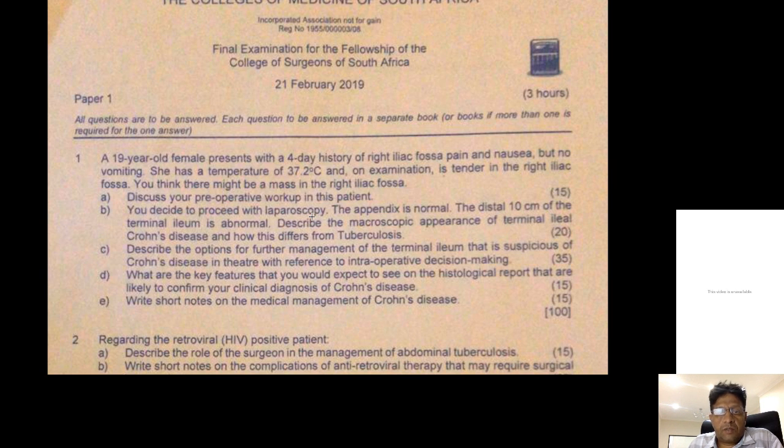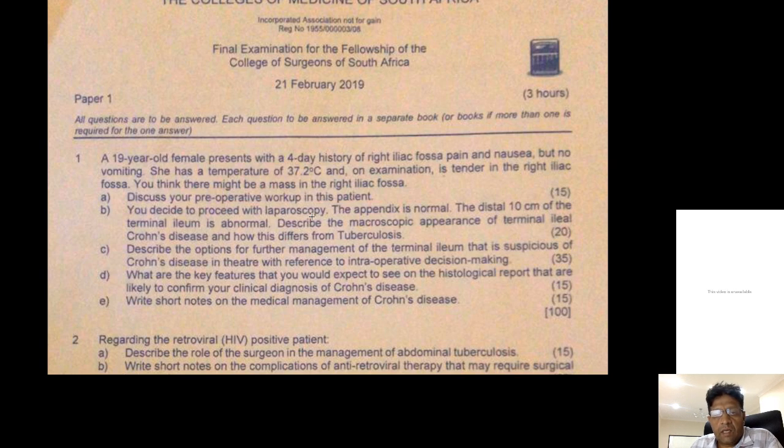B, you decide to proceed to laparoscopy. The appendix is normal. The distal 10 centimeters of the terminal ileum is abnormal. Describe the macroscopic appearance of the terminal ileum in terminal ileal Crohn's disease, and how this differs from tuberculosis. Then C, which is a big question for 35 marks: describe the options for further management of the terminal ileum that is suspicious of Crohn's disease in theater, with reference to intraoperative decision making.